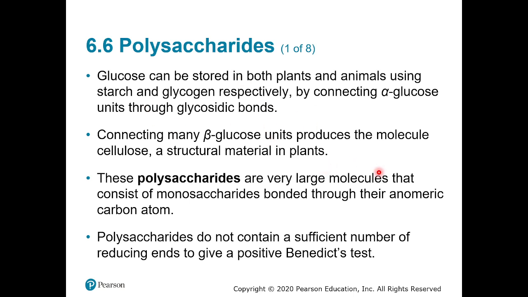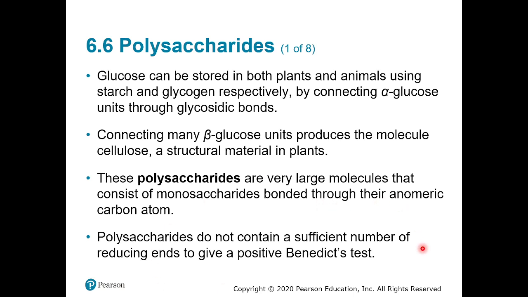The connections between the beta glucose units is going to produce different molecules. For example, cellulose is going to be where we have repeated beta glucose units. This is the structural material in plants. Polysaccharides are going to be very large molecules. They're going to consist of monosaccharides bound through their anomeric carbon atoms repeatedly over and over. And so you can have polysaccharides that are tens of thousands long. Okay.